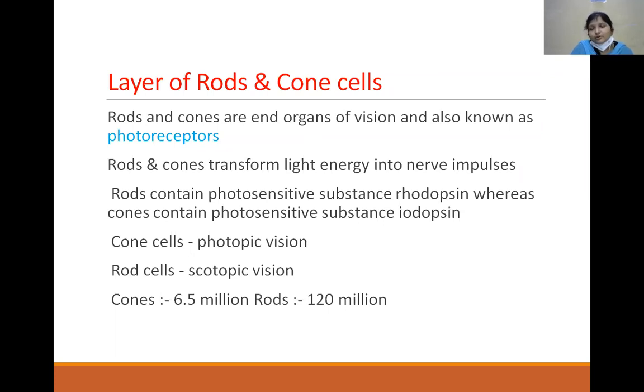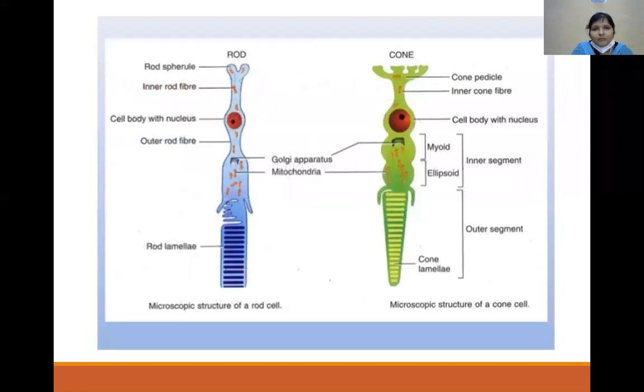Next, coming to cone cells. They contain a photosensitive pigment called iodopsin, and they are useful for bright vision or daylight vision. That is called photopic vision. Cone cells are about 6.5 million, and rod cells are about 120 million in the retina.